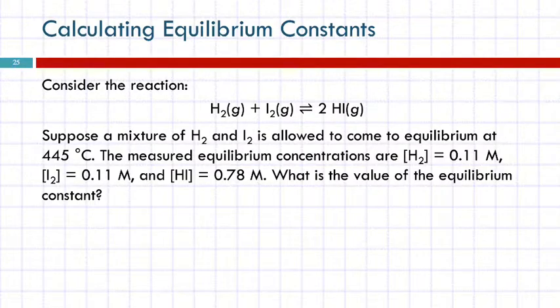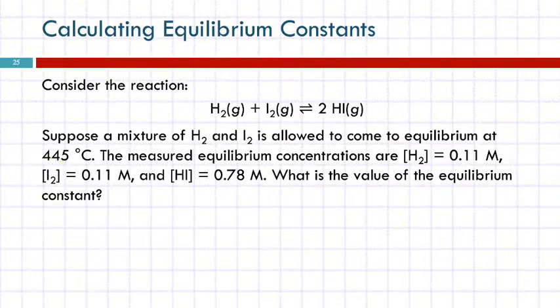So let's look at this reaction. We've seen this one before. H2 plus I2 gives us 2HI. Suppose a mixture of H2 and I2 is allowed to come to equilibrium at 445 degrees Celsius. The measured equilibrium concentrations are: hydrogen is 0.11 moles per liter, iodine is 0.11 moles per liter, and HI is 0.78 moles per liter. What is the value of the equilibrium constant?